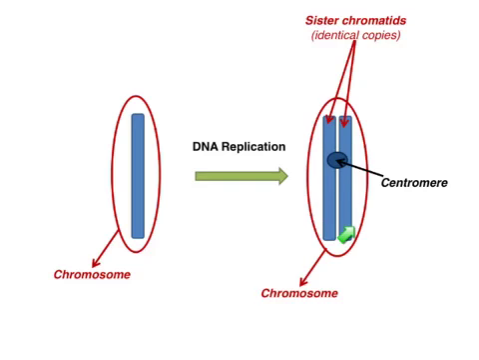and as long as they are physically stuck together, they're still considered 1 chromosome. So before DNA replication, 1 chromosome is a single chromatid. After DNA replication, 1 chromosome is 2 sister chromatids joined together at the centromere.